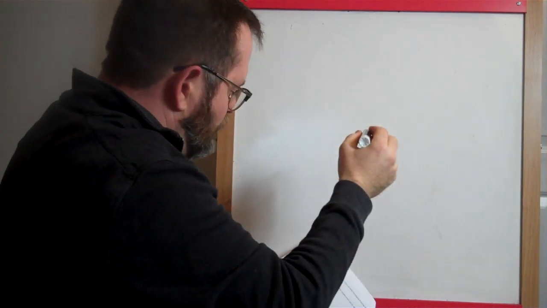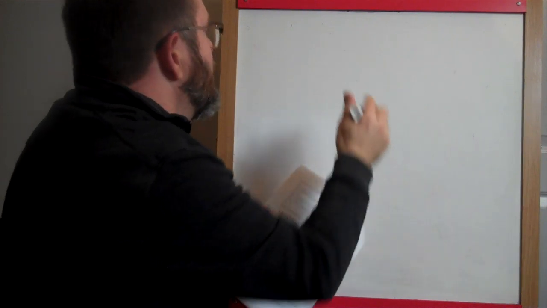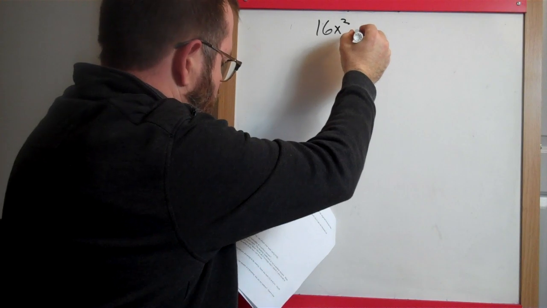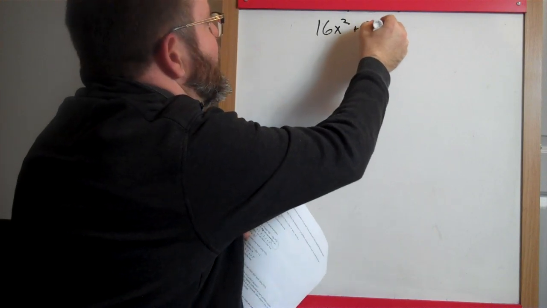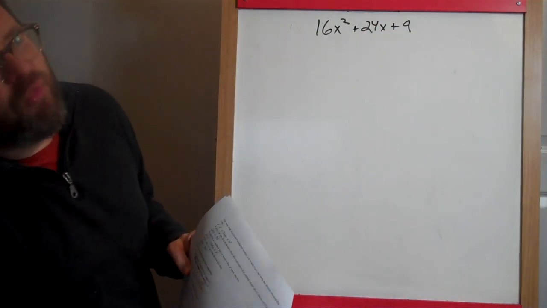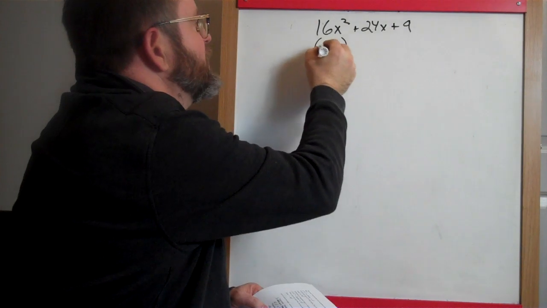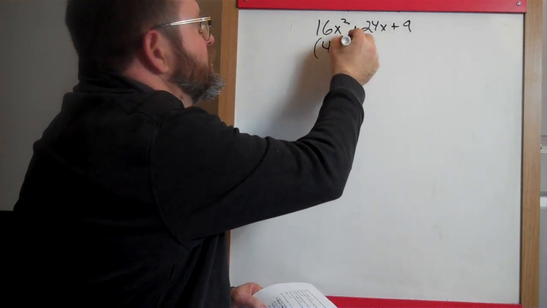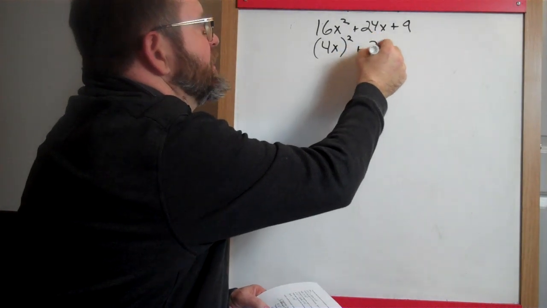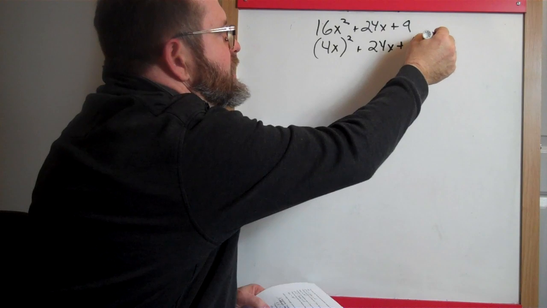Here, I'm going to do example 1, the next example on the second page of the handout. Let's do this expression right here: 16x squared plus 24x plus 9. What the book and the website want you to do is realize you could write this term as 4x, the quantity squared, plus 24x, plus this quantity here would be 3 squared.